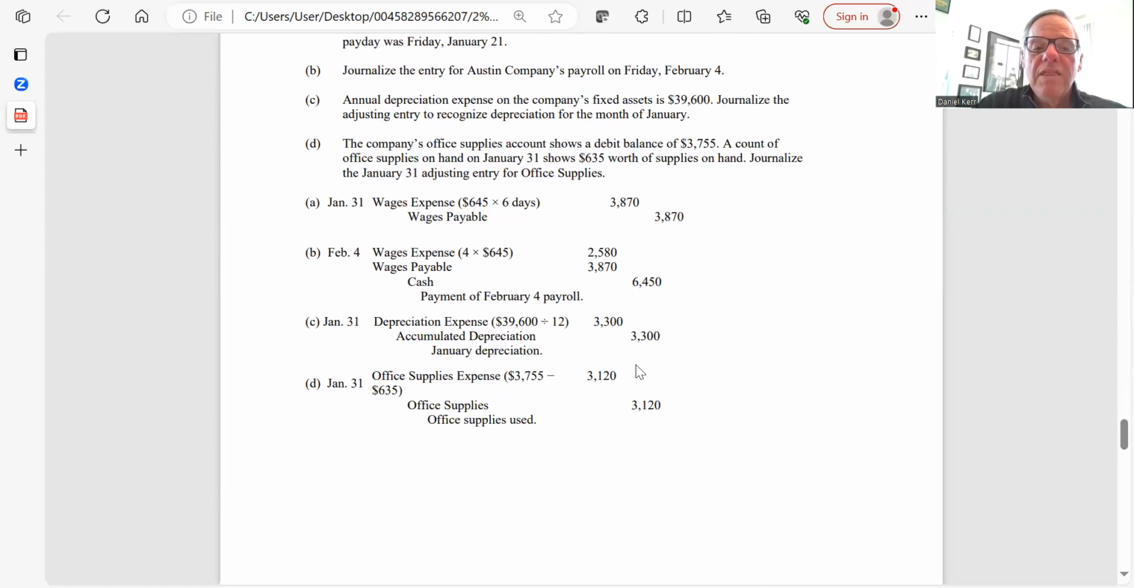Depreciation expense here, they gave you the depreciation for the year. They wanted it for 1 month, so it should have been 1/12 of that, so 39,600 divided by 12. And notice depreciation expense is always a debit to the expense and a credit to accumulated depreciation.